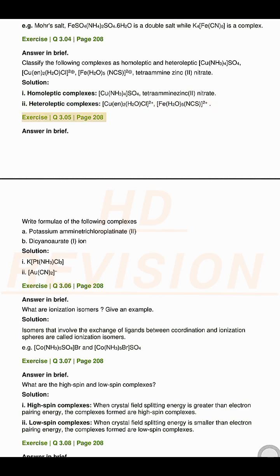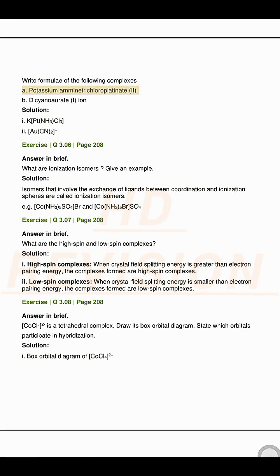Exercise Q3.05, page 208. Answer in brief. Write formulae of the following complexes. A. Potassium amminetrichloroplatinate(II). B. Dicyanoaurate(I) ion. Solution. I. K[Pt(NH3)Cl3]. II. [Au(CN)2]-.